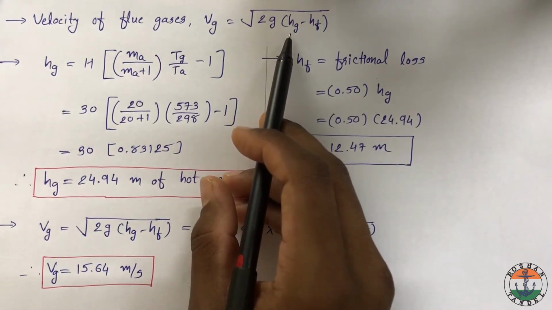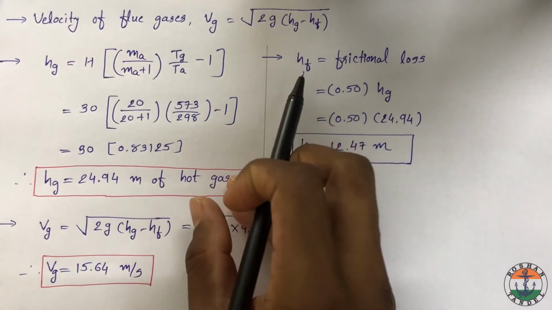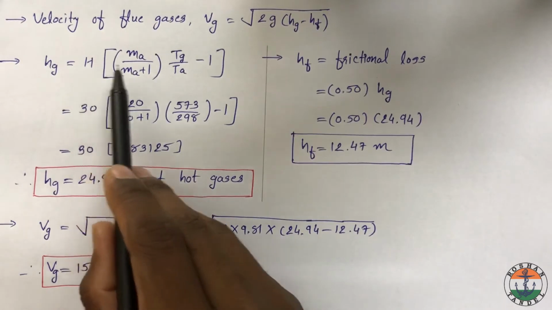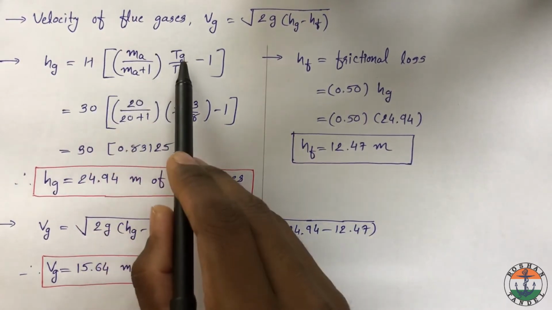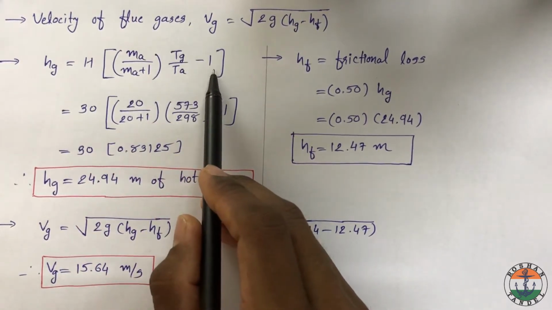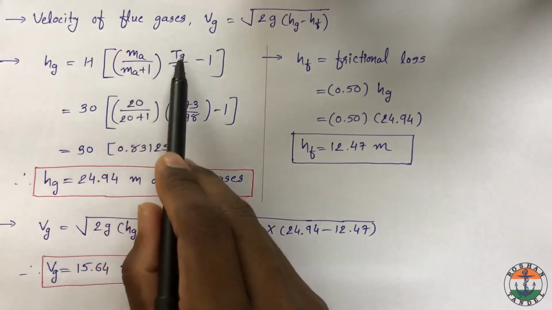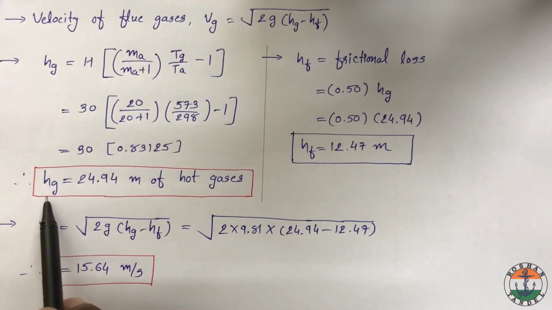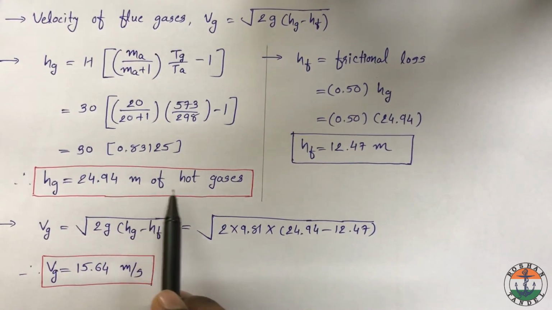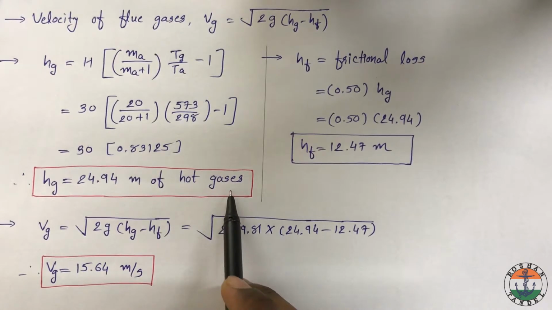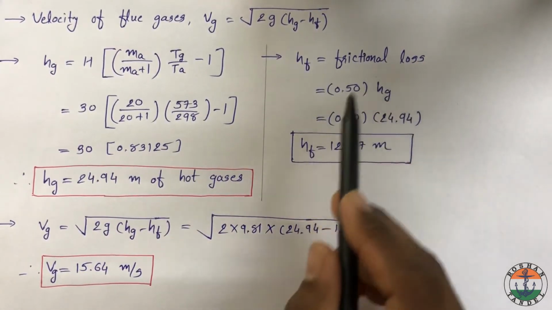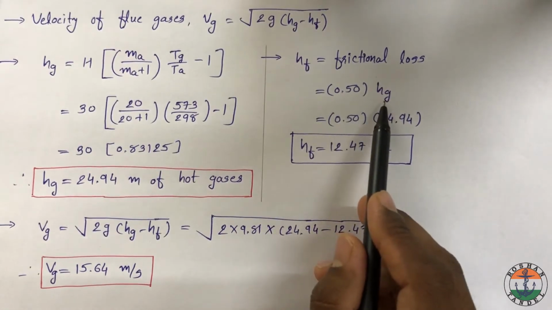Hg is the draft in hot gas column and Hf is frictional losses. To find Hg, we have the equation capital H into Ma divided by Ma plus 1, Tg by Ta minus 1. Here we have the values of Ma, Tg and Ta. So you can easily find Hg. Unit will be meter of hot gases. Use this Hg value to find frictional loss, which is 50% of Hg.